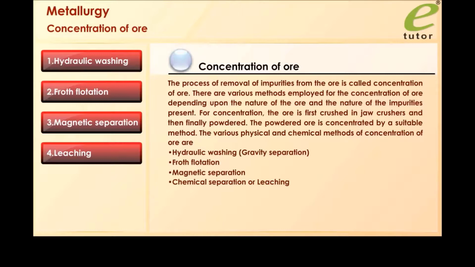Concentration of ore. The process of removal of impurities from the ore is called concentration of ore. There are various methods employed for the concentration of ore depending upon the nature of the ore and the nature of the impurities present. For concentration, the ore is first crushed in jaw crushers and then finely powdered. The powdered ore is concentrated by a suitable method. The various physical and chemical methods of concentration of ore are hydraulic washing, gravity separation, froth flotation, magnetic separation, chemical separation or leaching.